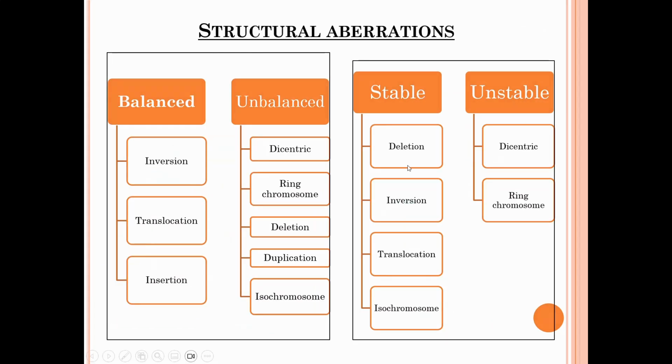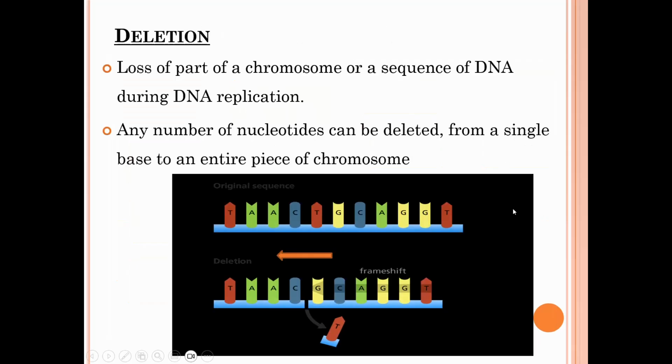Now structural aberration you can say balanced or unbalanced. Balanced examples can be inversion, translocation or insertion. Unbalanced can be dicentric, ring chromosome, deletion, duplication or isochromosome. Here you can see stable in case of deletion, inversion, translocation, isochromosome, and unstable it can be because of dicentric or ring chromosome.